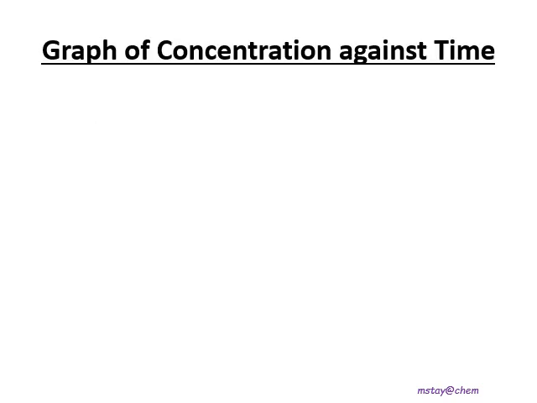When you plot the graph of concentration against time, this is referred to as the rate of reaction. Basically, the rate of reaction is represented by the gradient of the graph.